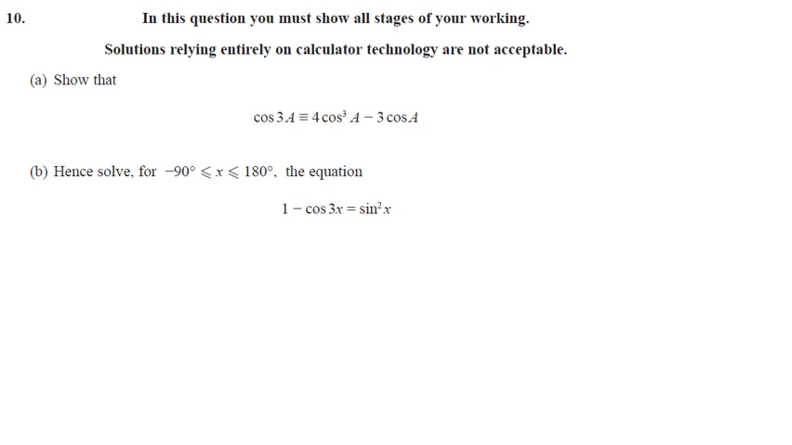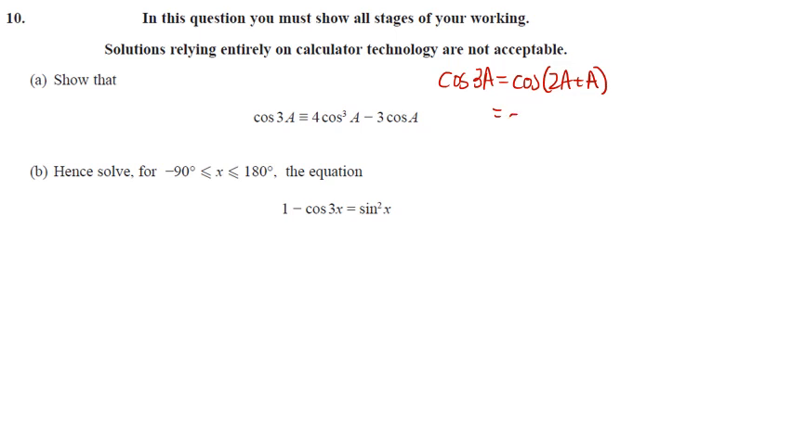Question 10. Bit of trigonometric proving now. So cos 3a equals that. So how do we do that? Well, first of all, we use the compound angle identity. So 3a is equal to 2a plus a.